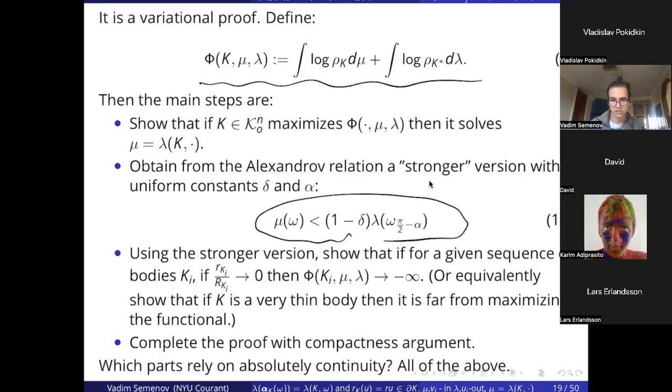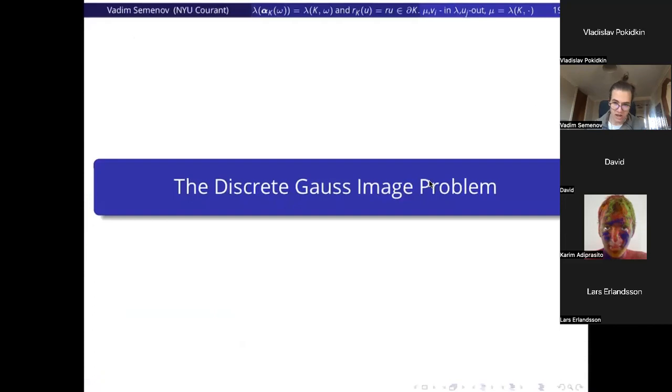This part, some stronger version of Aleksandrov relation, which they need to then ensure this inner outer radius bound, also relies on absolute continuity. And this makes this proof completely unattainable when you drop the assumption that lambda is Lebesgue, if you want to look at the lambda, for example, discrete, right? And this is where the discrete Gauss image problem comes.